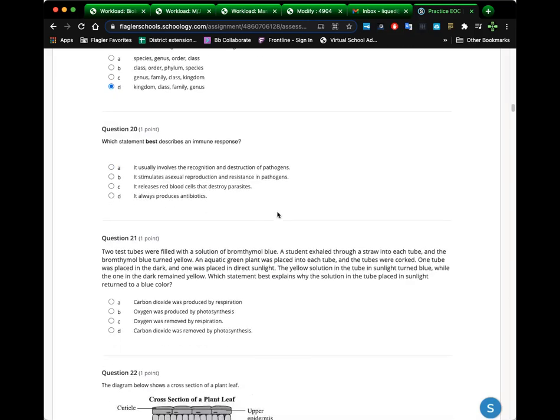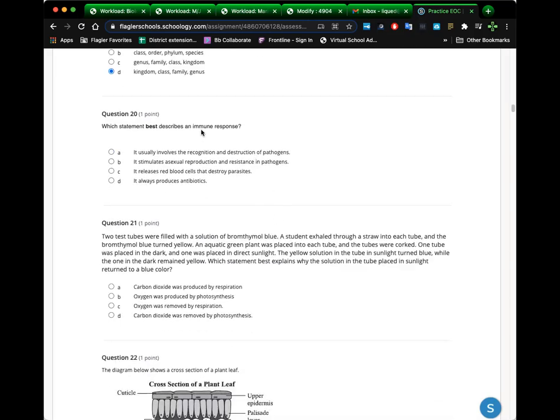So there you go. All right, best describes an immune response. So your immune system recognizes destruction of pathogens. Pathogen is just a fancy word for a germ, you know, bacteria, viruses, fungus, that kind of thing. So that's the answer. Reproduction doesn't have to do with the immune system. Red blood cells don't destroy parasites. White blood cells can. Again, antibiotics are man-made.